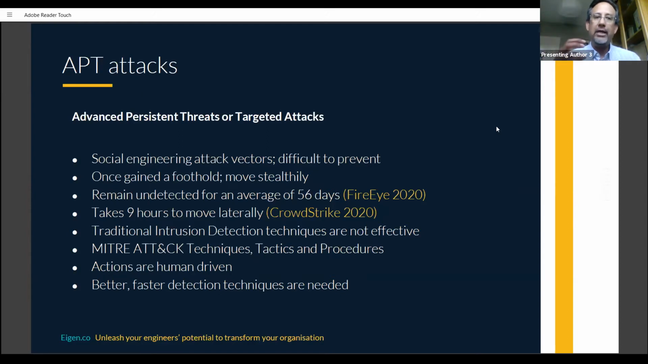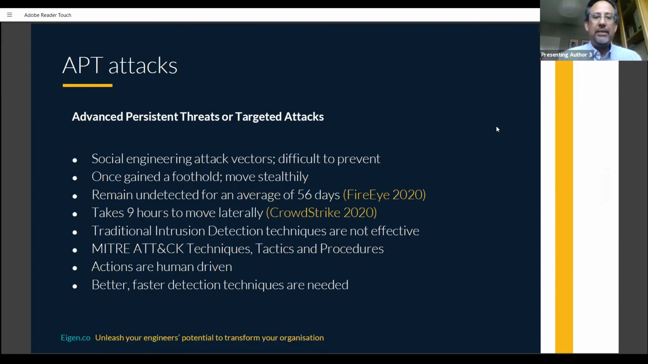Now, once they are in your organization, they operate very silently. Here are some statistics from 2020: these APT attacks remain undetected for an average of 56 days. And it only takes them 9 hours to move laterally. That means from the host that they attack, to infect and move around the organization to another host. So as you can see, it's a very formidable type of adversary that we're talking about here.